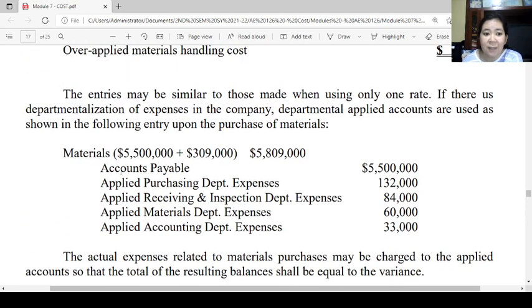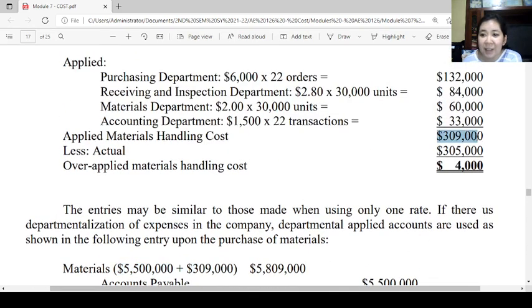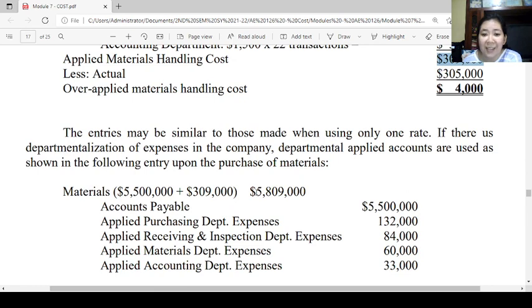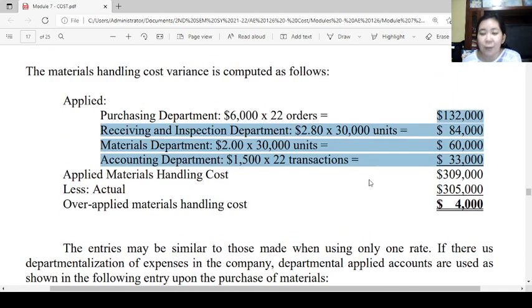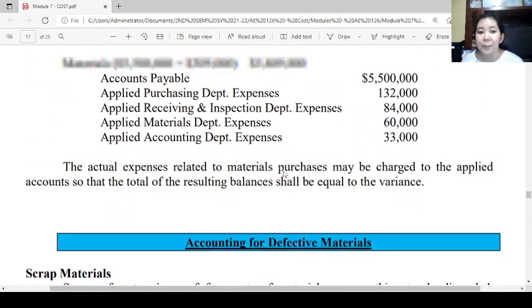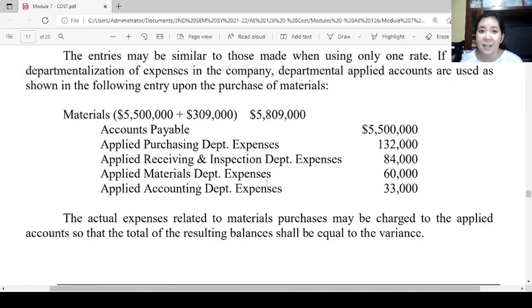So the entry for this is to debit materials 5,500 actual plus our applied materials handling cost. So that's 5,809,000. Credit to accounts payable of 505, and then applied purchasing, receiving, materials, and accounting department expenses respectively. These amounts are taken from here. So those are to account for the materials cost, for accounting for our materials.